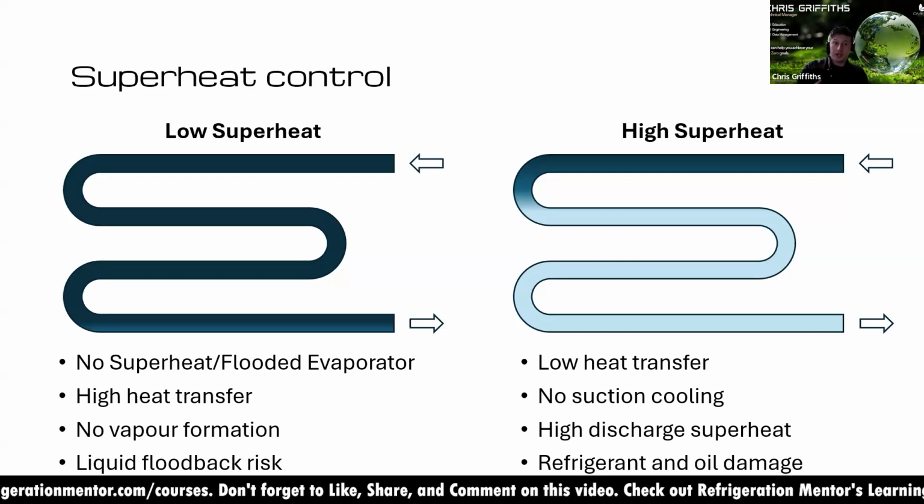That then results in high discharge temperatures and high discharge superheat, which can lead to refrigerants breaking down and oil damage as well. Oil damage is probably much more common on CO2 systems with these high discharge temperatures, rather than the refrigerant breaking down properly, because obviously it's a single chemical compound.